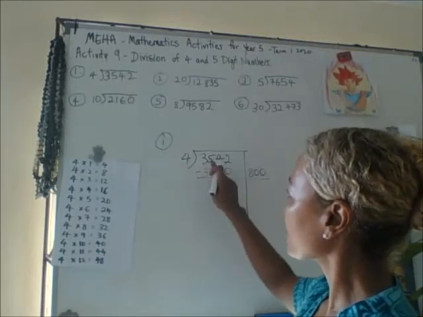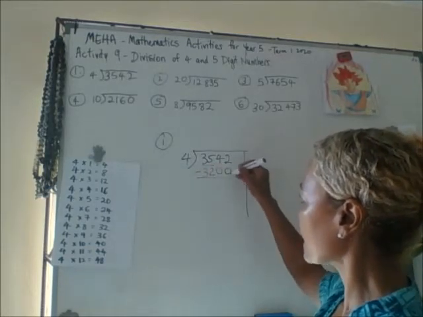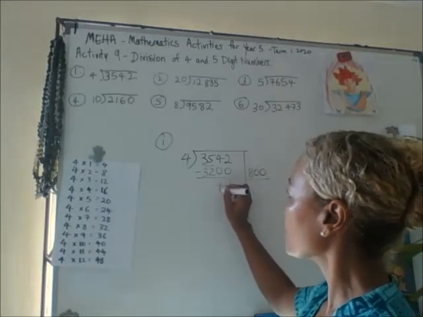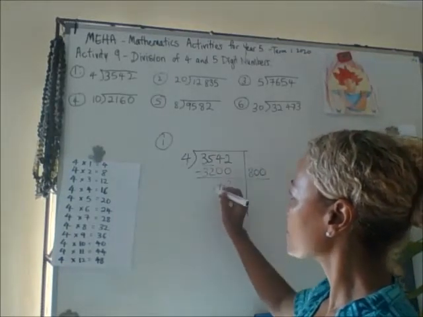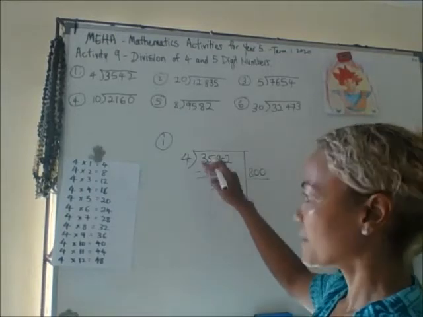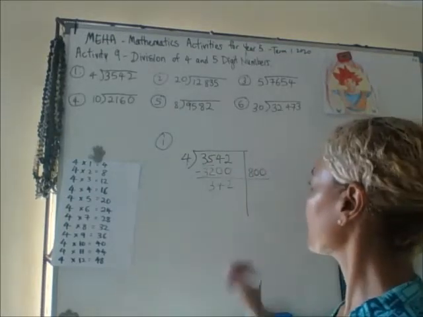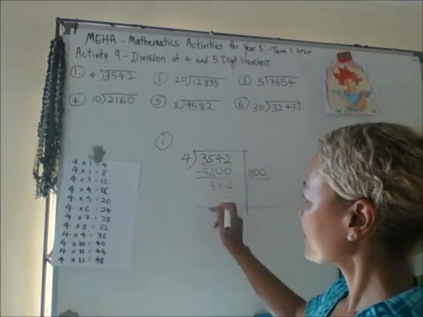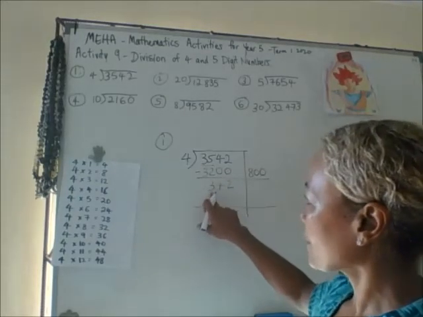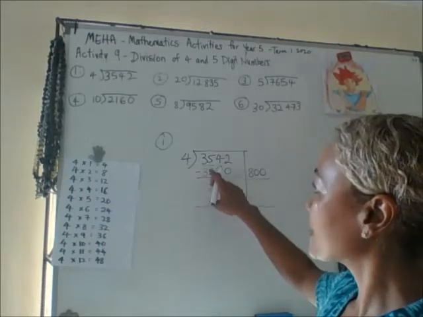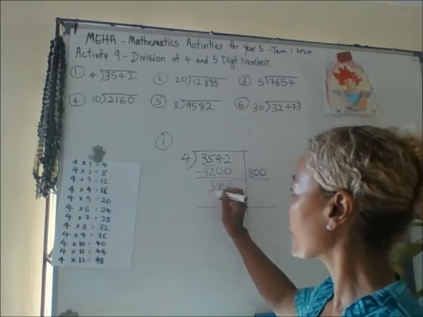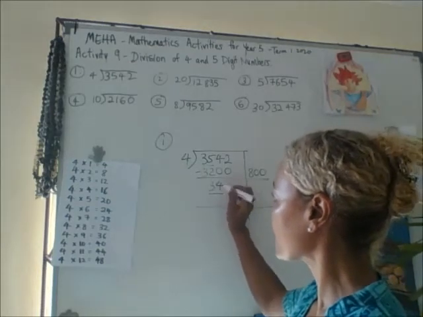You subtract that from the 3,542. 2 minus 0 is 2. 4 minus 0 is 4. 5 minus 2 is 3. And 3 minus 3, 0. Now, do the same thing over here. Just as we did with the top one, 4 can't go into the 3, but it can go into the 34 if we take the first 2 digits.